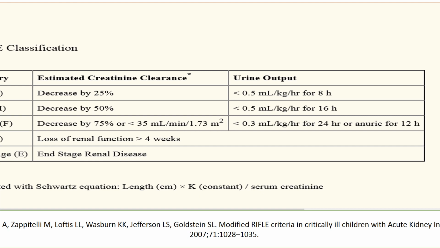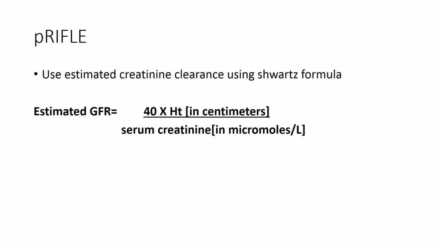In children, we know that creatinine tends to vary by age. So for pediatric patients, estimated creatinine clearance was used. This is the pediatric RIFLE criteria, as you can see, and you use the Schwartz formula to calculate the creatinine clearance. This is the Schwartz formula that can be used.